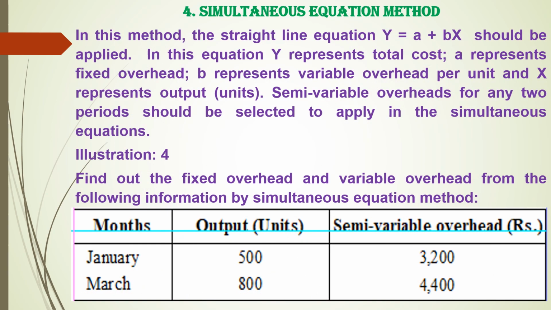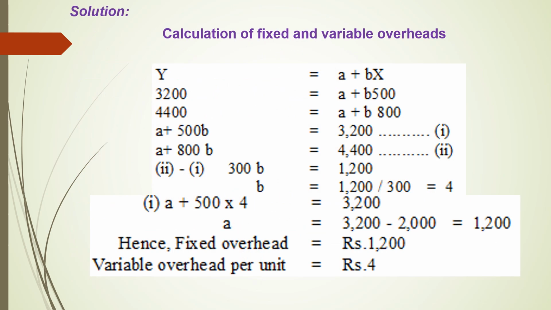4. Simultaneous equation method. In this method, the straight line equation y equals a plus bx should be applied. In this equation, y represents total cost, a represents fixed overhead, b represents variable overhead per unit and x represents output units. Semi-variable overheads for any 2 periods should be selected to apply in the simultaneous equations. Illustration 4. Find out the fixed overhead and variable overhead from the following information by simultaneous equation method. Solution. Calculation of fixed and variable overheads is presented here.